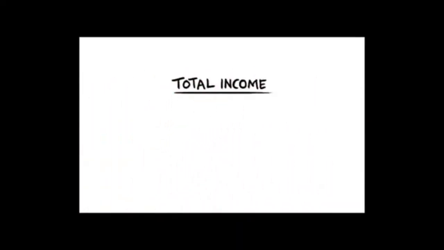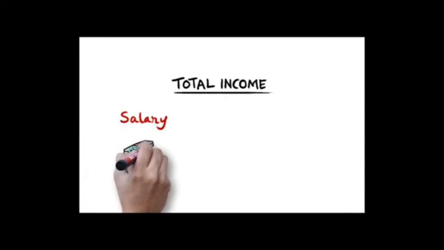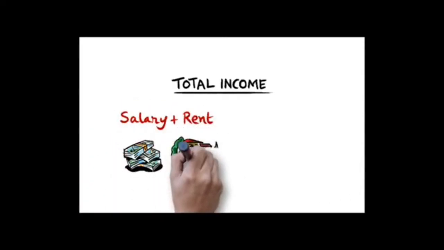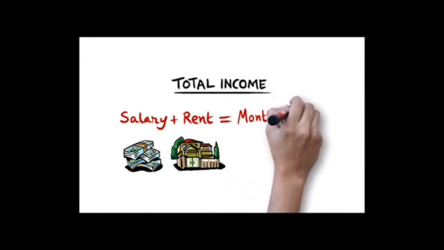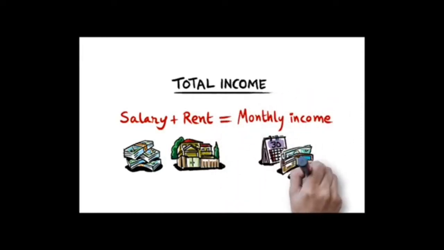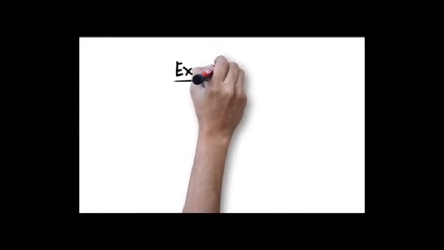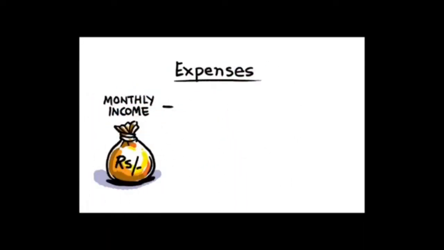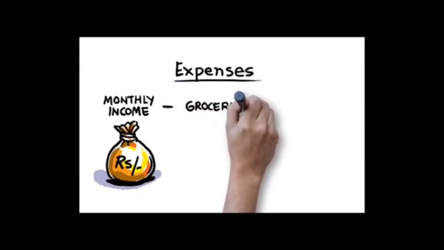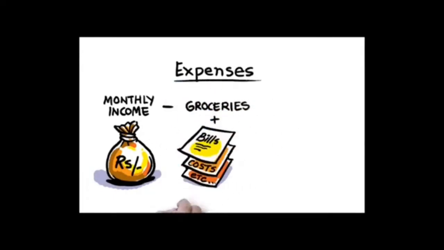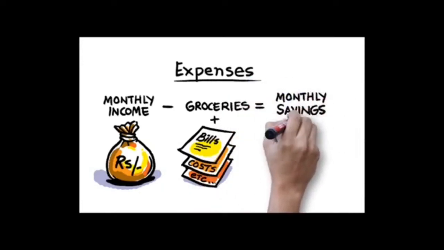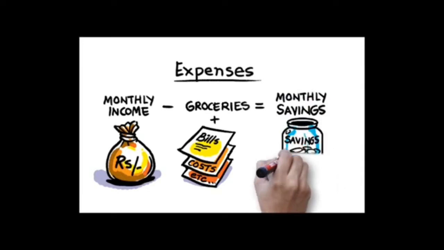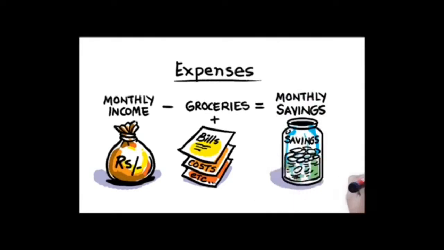First, you need to calculate your total income per month, which may include, say, your salary and the rent from some property you own. By adding them both, you'll be certain of your total monthly income. Second, calculate your monthly expenses by making a list of items you require every month. These may include your groceries, utility bills, your child's school fee, etc. Subtracting your total monthly expense from your monthly income will tell you how much excess money you earn every month, which can also be turned into your personal savings.